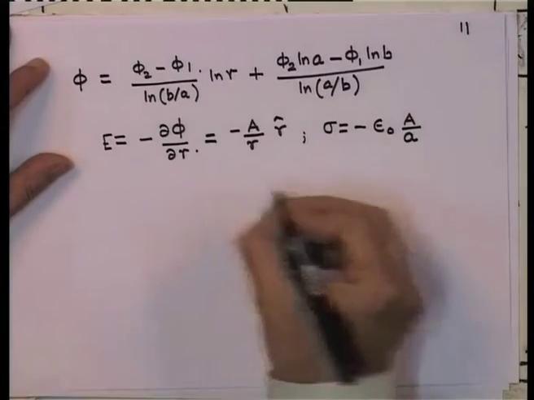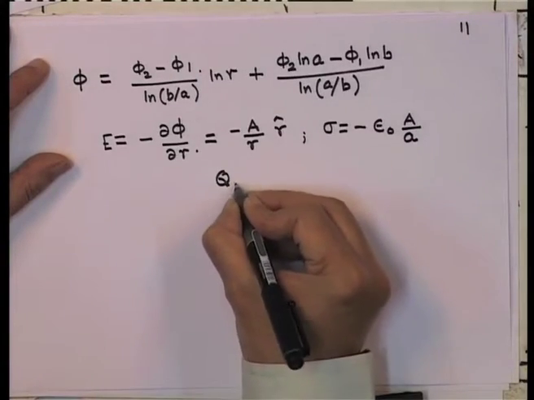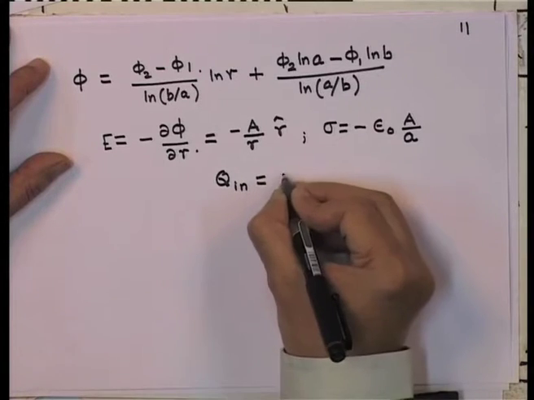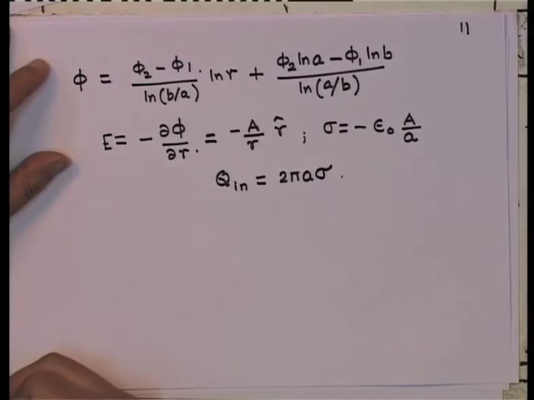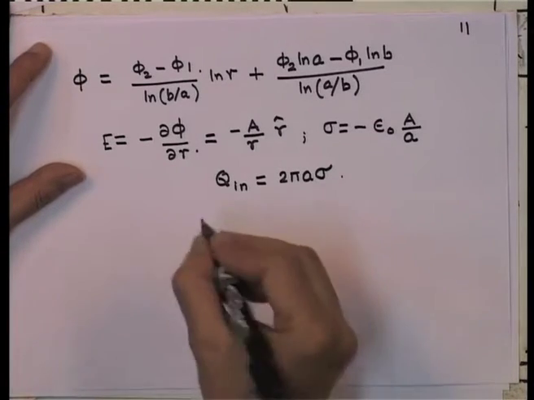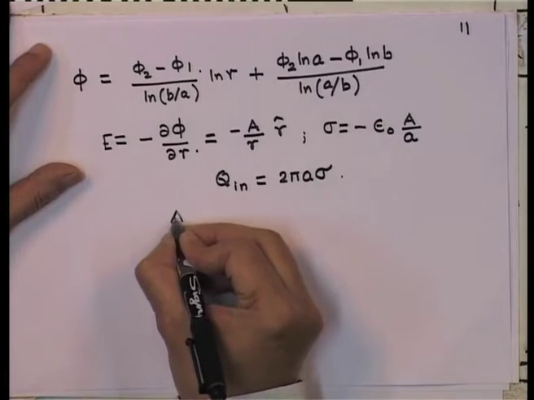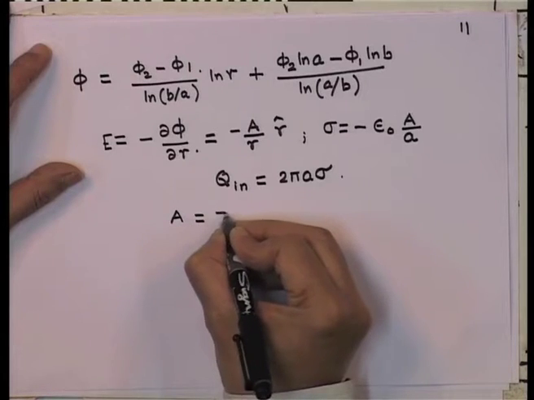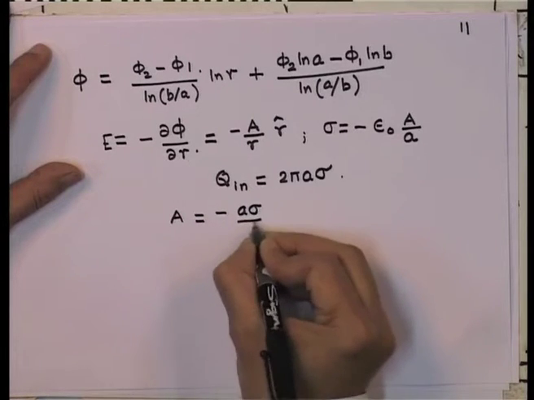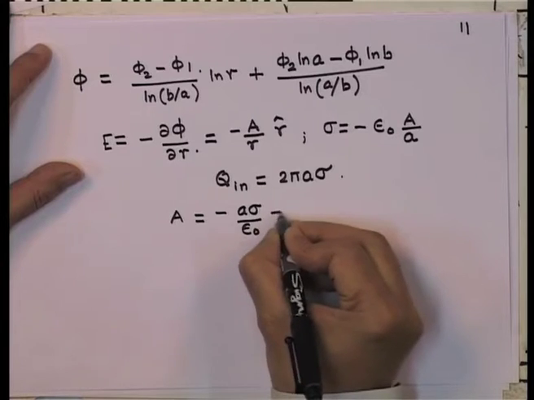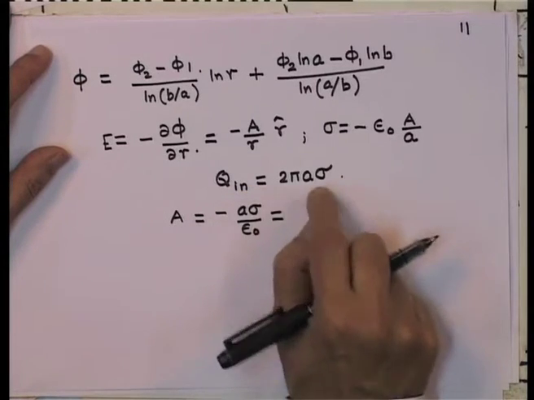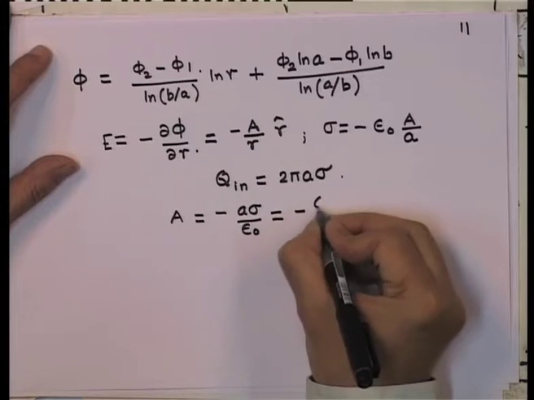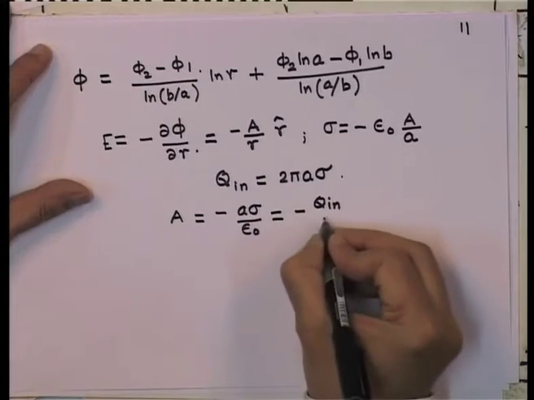I know that the charge on the inner conductor, q in, is given by 2 pi a times sigma. And so, as a result, my a, which is minus a sigma by epsilon 0, can be written by just putting sigma equal to q in divided by 2 pi a. So, that becomes minus q in by 2 pi epsilon 0.